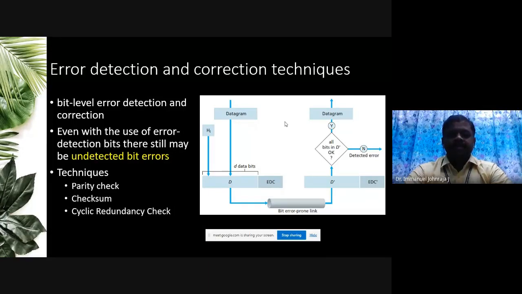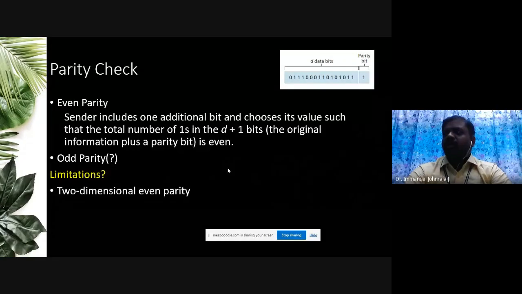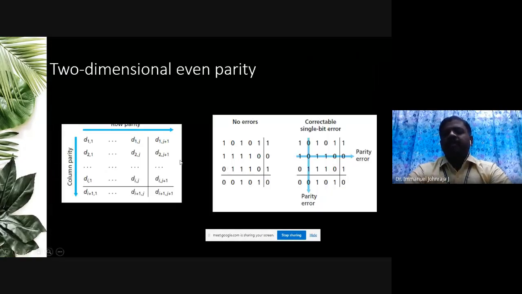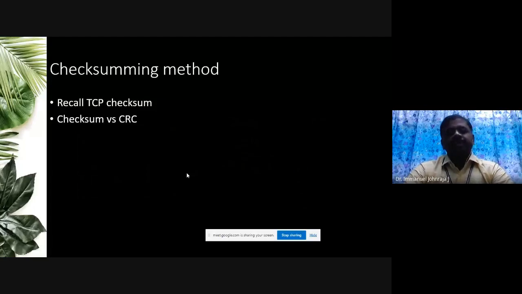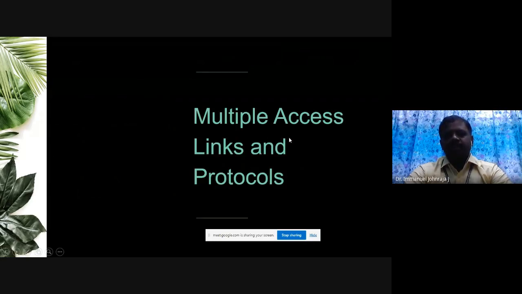But for parity check and checksum, we have calculated odd parity and even parity. Then you also have two-dimensional parity. Yes, two-dimensional even parity. You may expect one or two problems here in the checksum and parity calculations. The checksum is very similar to your TCP or UDP checksum, and CRC I'll be uploading the document shortly.